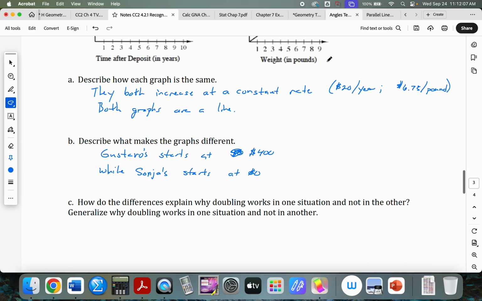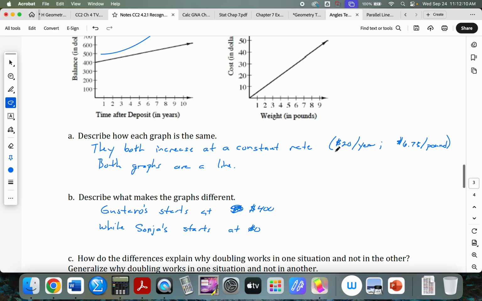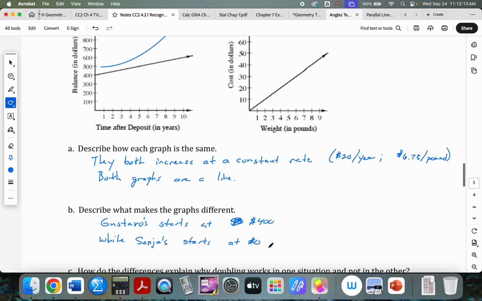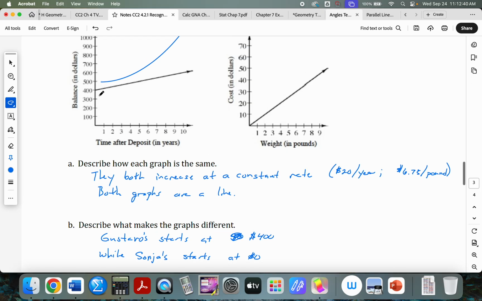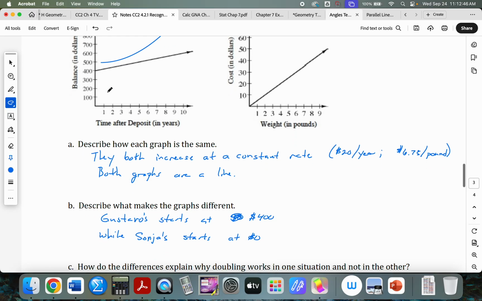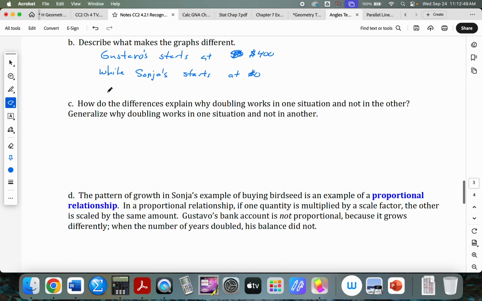All right. So with Sonia's, if it's 0 pounds, she pays $0. If you double it, does that still work? What's double nothing? Nothing. So she would still pay nothing. For Gustavo's, if we double the amount of time, is it going to double the amount of money? No. All right, we're not going to write that out.